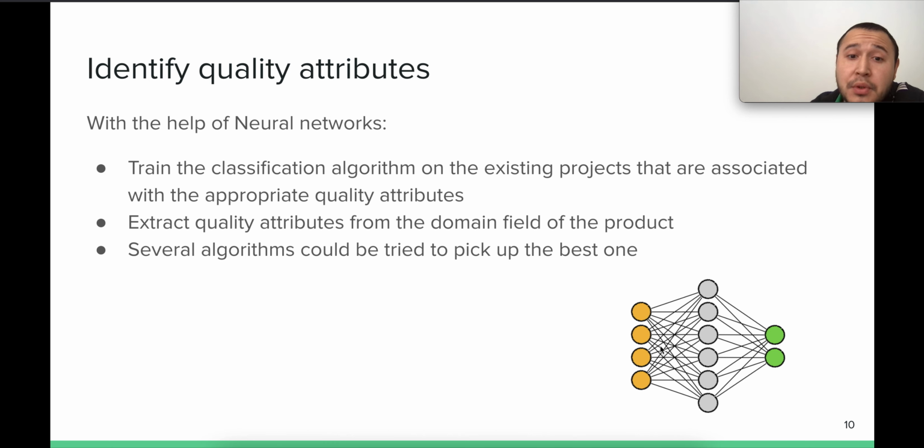We have a lot of open source projects, and most of them we can associate with quality attributes. So we can train our model on the existing projects. After that, our model is ready, and whenever we input some domain or the requirements into this model, we can extract quality attributes, right? Of course, we're going to apply several machine learning algorithms and pick up the best one.